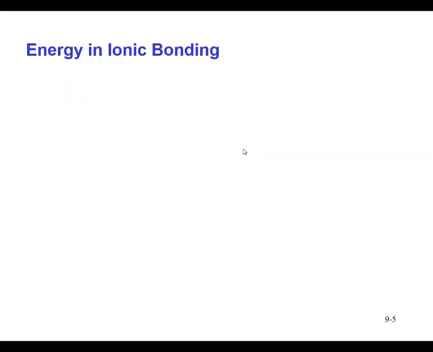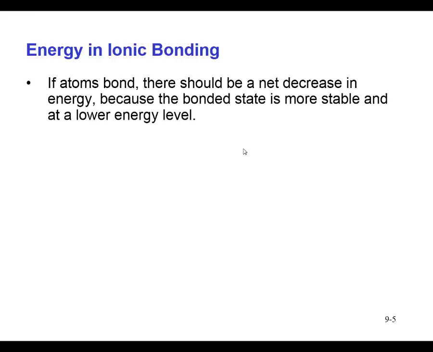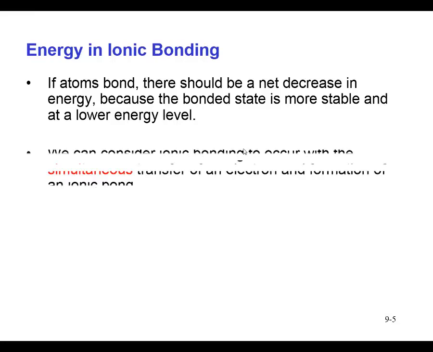Okay, so if we consider what's going on with the energy in ionic bonding, you should realize there's going to be a net decrease in energy as we reach a more stable situation, because the bonded state is going to be more stable and at lower energy, which promotes the transfer of those electrons in the ionization process as we form ionic compounds.